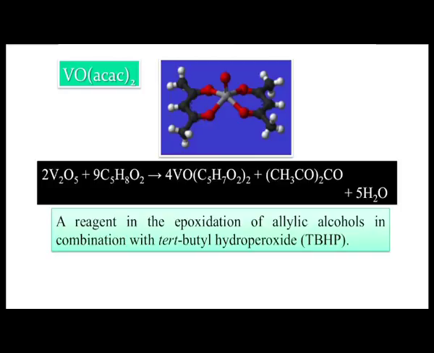Okay. So, this is an example of a coordination number of 5 for a particular metal ion, and its application as a catalyst is because the center is vanadium.